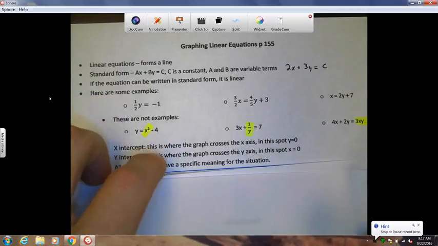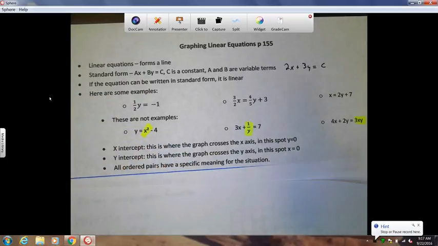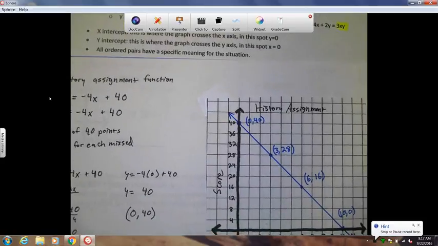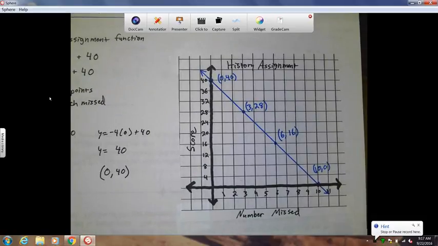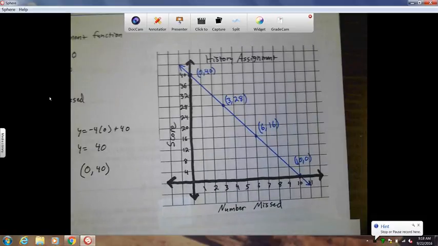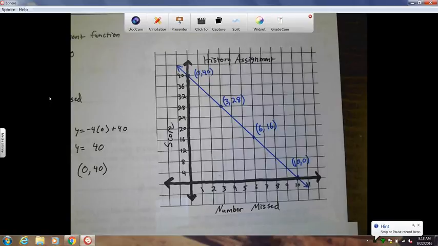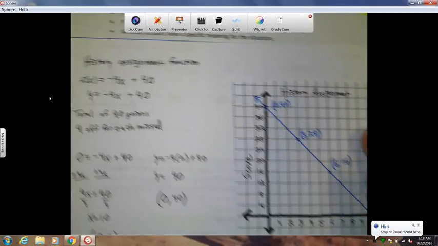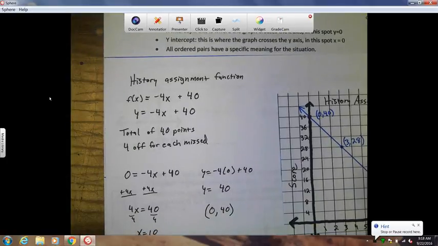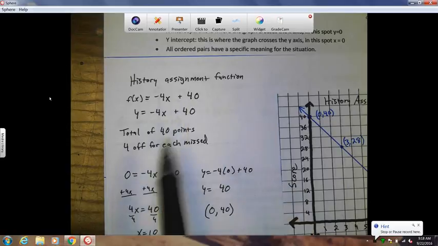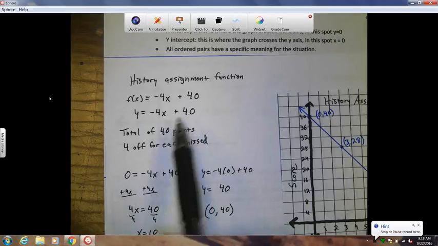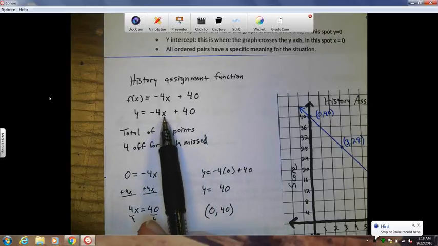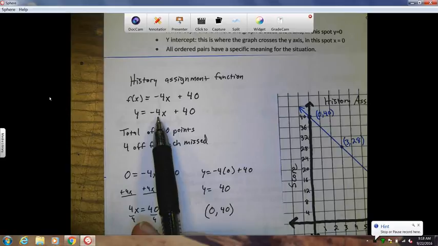So you don't need to write this down, but if you would like to, this is not part of your notes, but I wanted to show you just a graph so you could get an idea as we talk about these things of a good example of what something looks like and what we're talking about. So this is a history assignment. Here's your function, and that means the history assignment is worth 40 points. And every time you miss one, number missed is x, you multiply that by -4 because you get points off for every one that you miss. Okay?